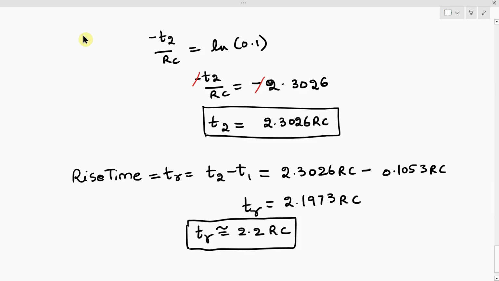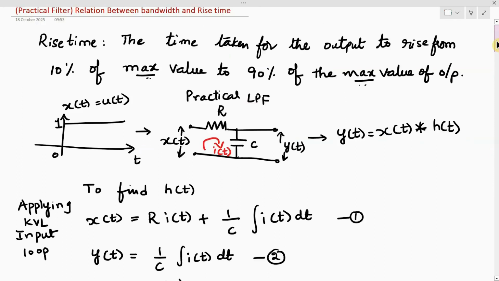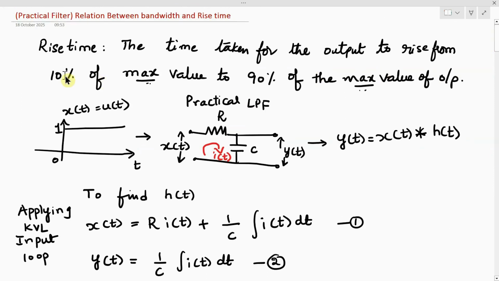Till now, what we did, I'm recollecting once again. We understood the definition of RC: output should rise from 10% to 90% of the maximum value. Why are we leaving this 10% at the beginning and 10% at the end? Because of noise present, to eliminate that ripple behavior or variations in the output, so we are going for reducing that.